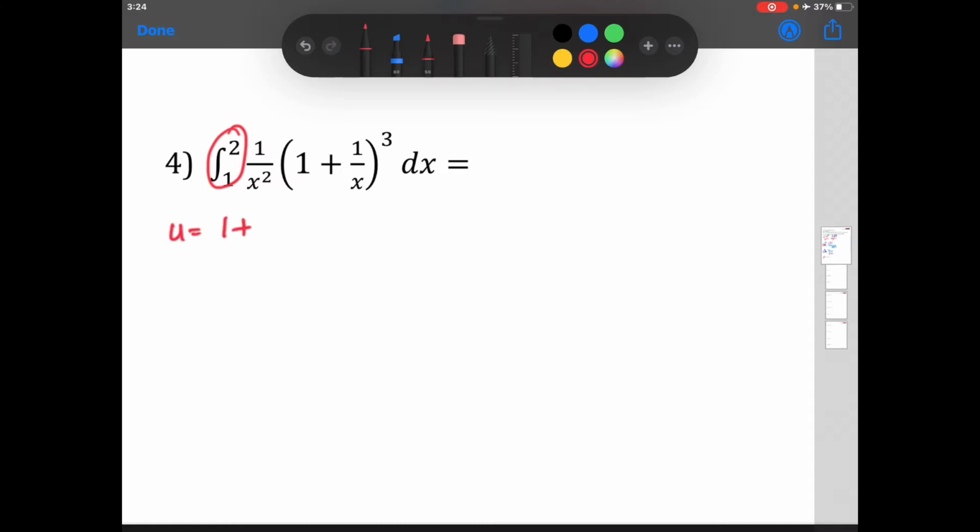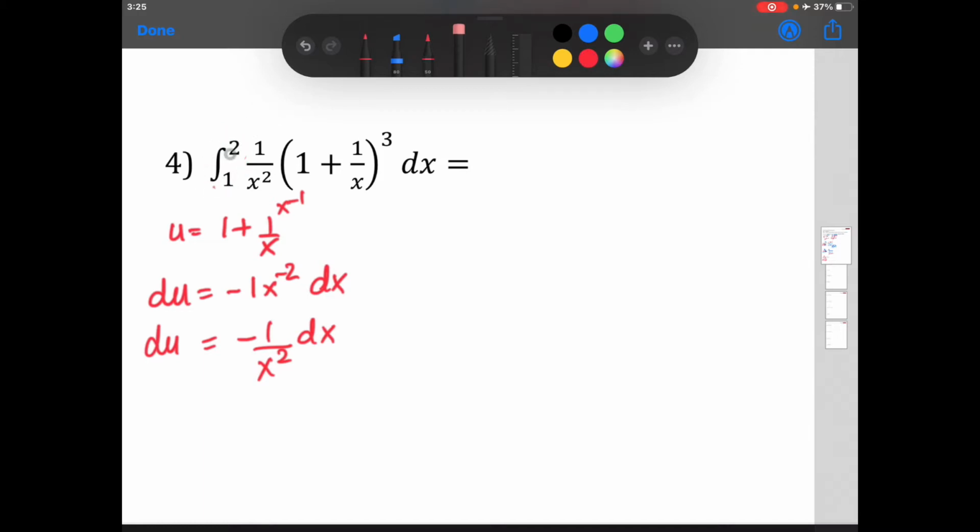So u would be 1 plus 1 over x. So my du is going to be, I'm going to rewrite this as 1 over x can be written as x to the negative 1. So derivative of 1 is 0. This would be negative 1 x to the negative 2 dx. If I simplify that, that would be negative 1 over x squared dx, right? But look what you have and what you want to replace. I want to replace my 1 over x squared dx. So I have that negative in there, right? So I'm going to divide by negative.